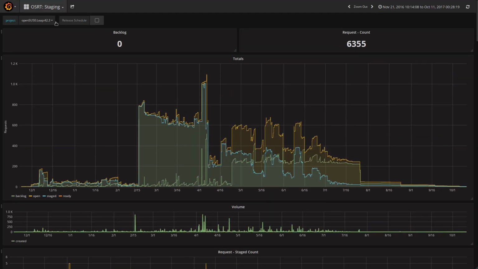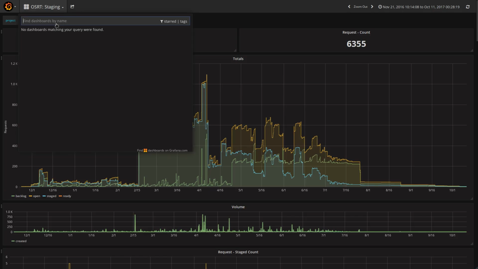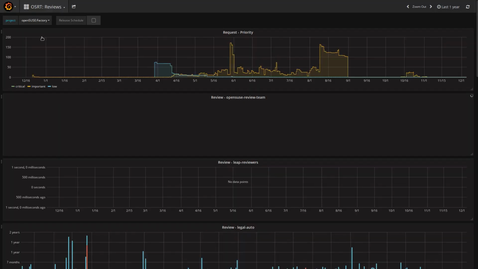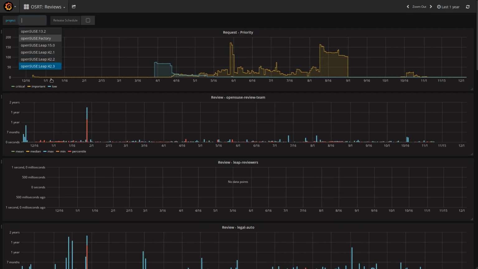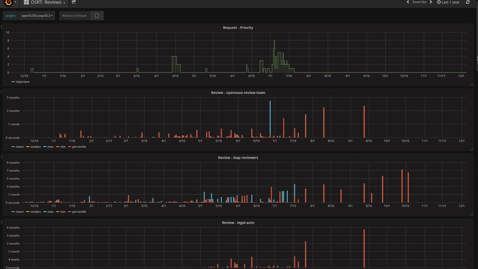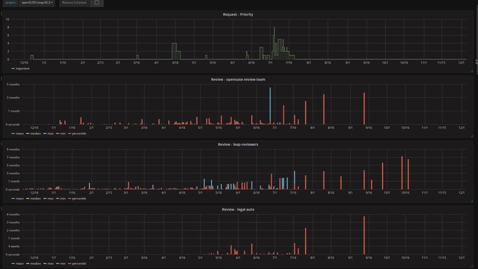So now if we switch over, let's look at the review dashboard for Leap. I know it's a lot of information, and I'm just trying to give an overview so people can explore this data themselves and maybe suggest new things that we may want to take a look at. This is just the priority graph repeated again, because priorities are relevant to the legal reviews, which you can see here.